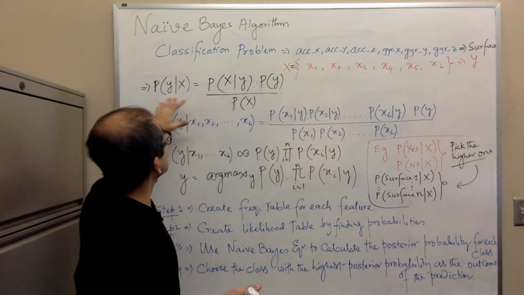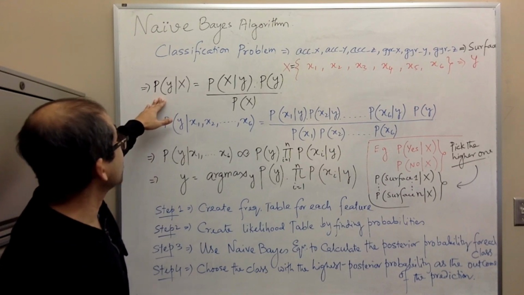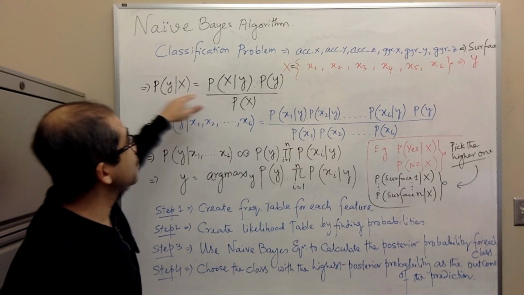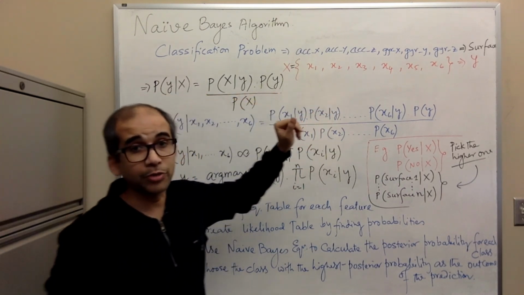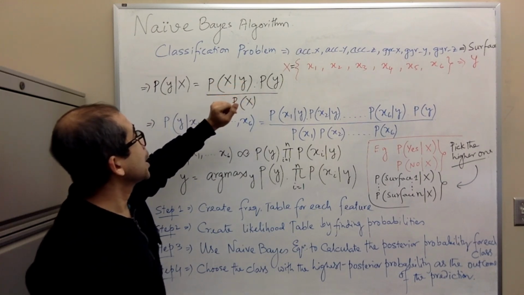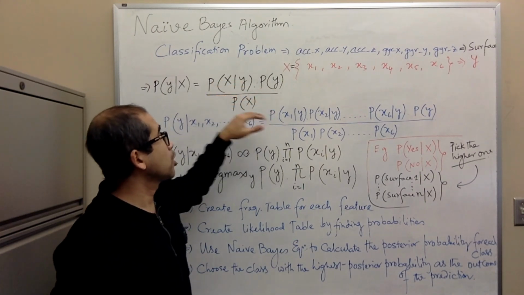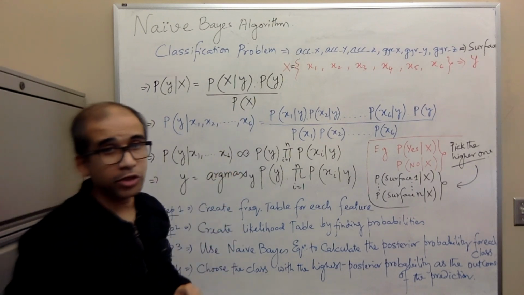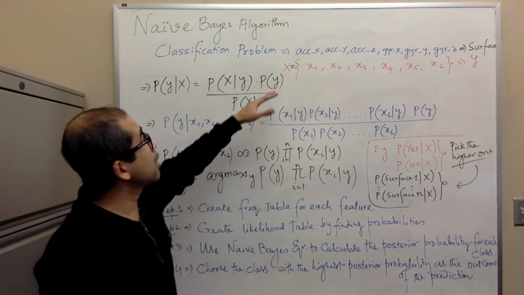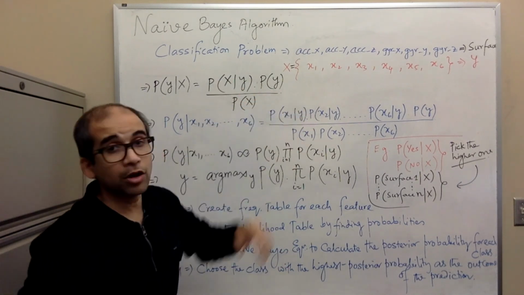Now you see the generic formula of Bayes rule: probability of Y given X, given these features, or given the values of these features, is the probability of those features given Y, multiplied by the probability of Y, divided by the probability of X, that means the features. Now you see we expand this using the chain rule, because now we have X as a set which has a lot of different features.